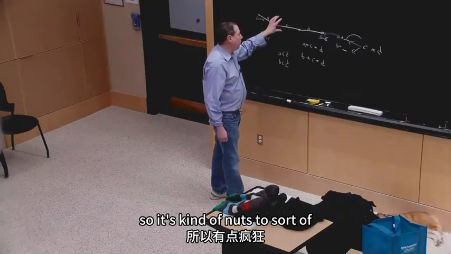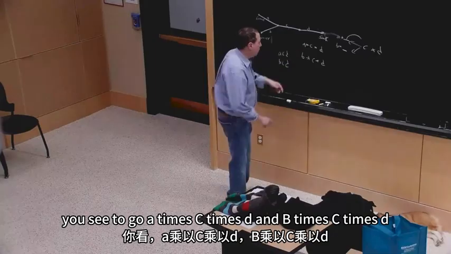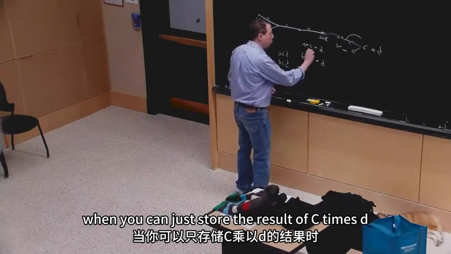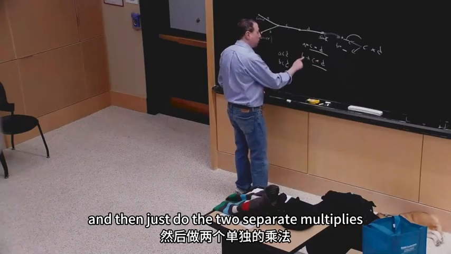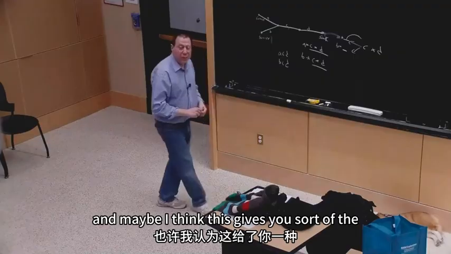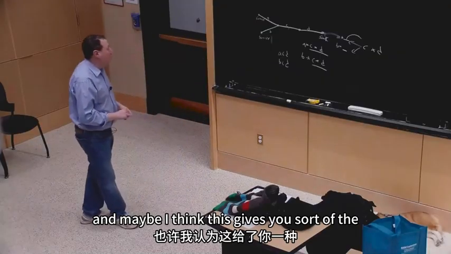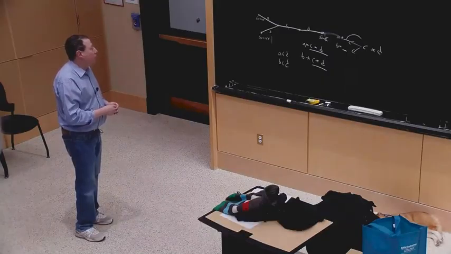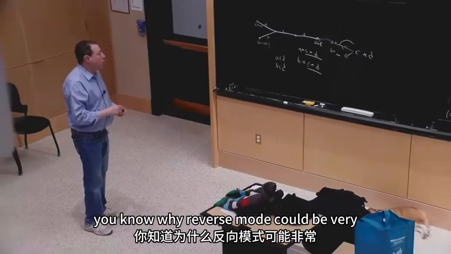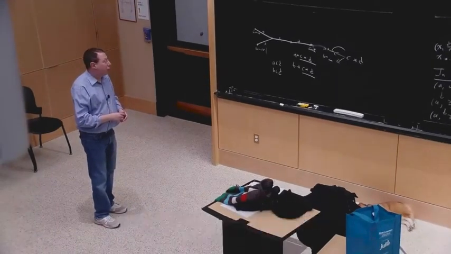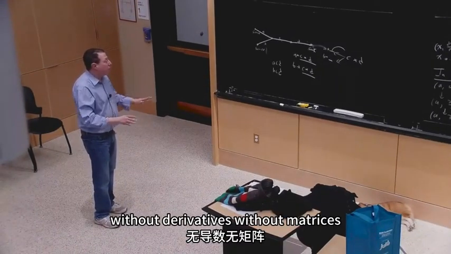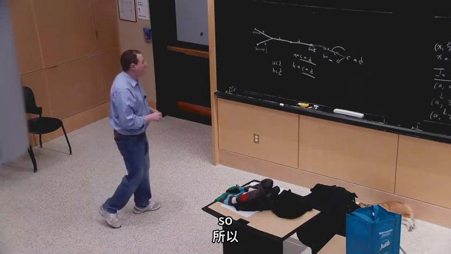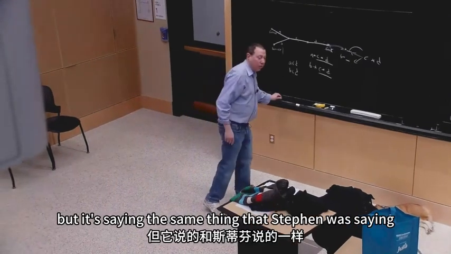So it's kind of nuts to go A times C times D and B times C times D when you can just store the result of C times D and then just do the 2 separate multiplies. I think this gives the best view as to why reverse mode could be very, very valuable, without derivatives, without matrices. Just this simple example kind of does the trick very nicely. But it's saying the same thing that Stephen was saying.